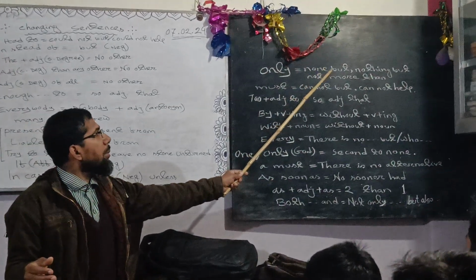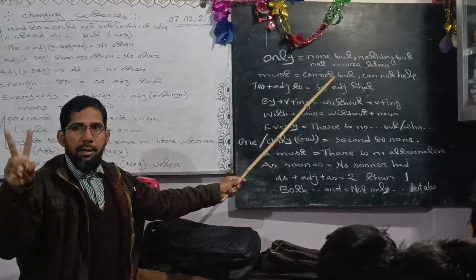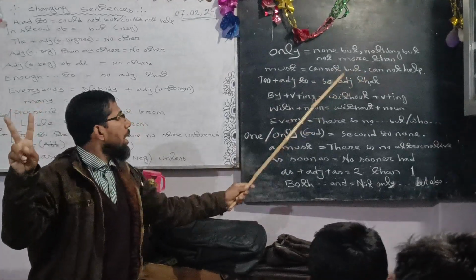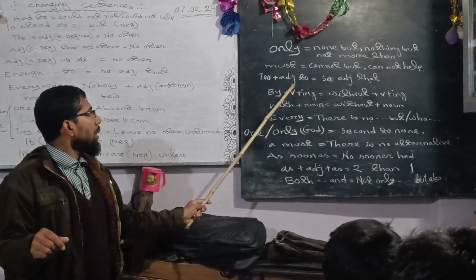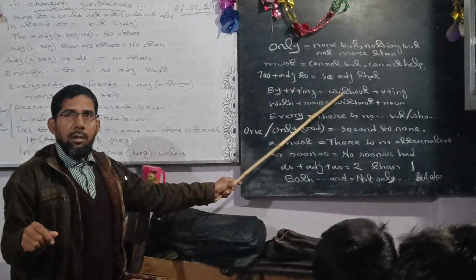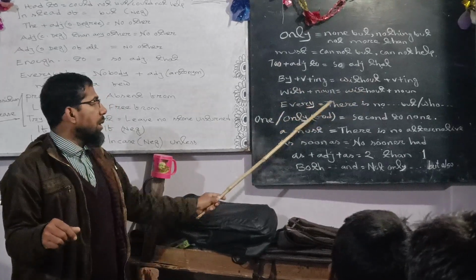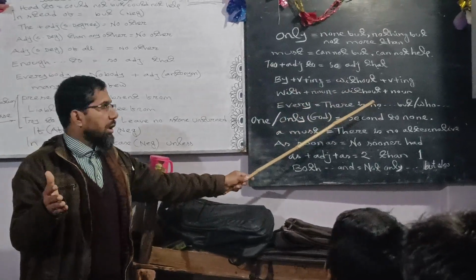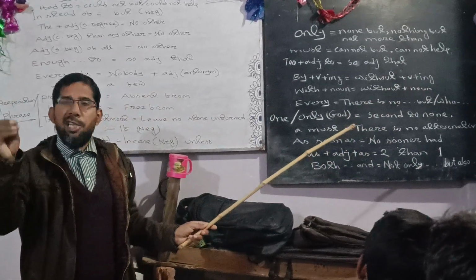If we see only, none but, nothing but, not more than, must, cannot but, two adjective two, so adjective, by plus gerund, with plus noun, without plus noun, every, there is no dot dot but, or there is no dot dot who. But after writing this type of who, a negative will also be added.